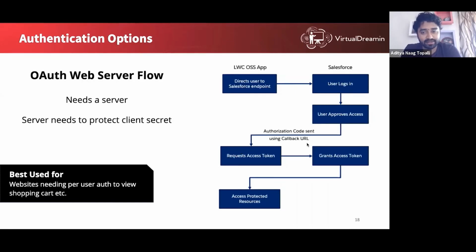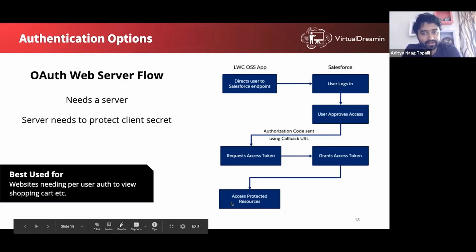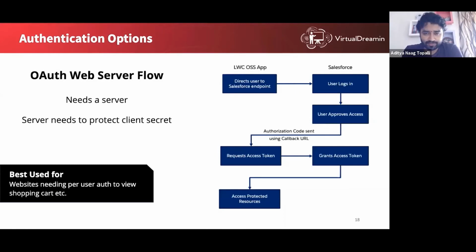But what happens is the callback doesn't include the access token. It only includes an authorization code. You again send that code to a different endpoint and get the access token back. That is the authentication flow. You'll need to learn more about it. If people already know about it, it is good. But yeah, that is what it is about.